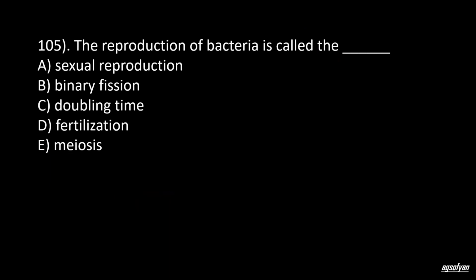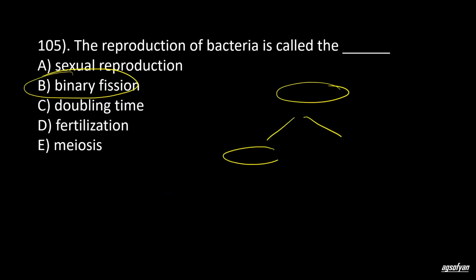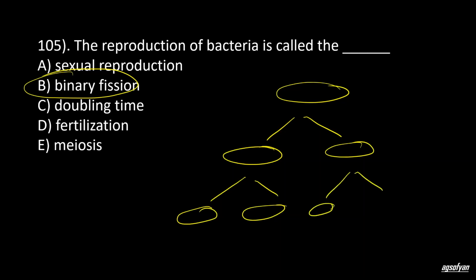The reproduction of bacteria is called sexual reproduction, binary fission, doubling time, fertilization, or meiosis? Bacterial reproduction is called binary fission because bacteria always reproduce from 1 into 2, 2 into 4. So every cell becomes 2. That's what we call binary fission.